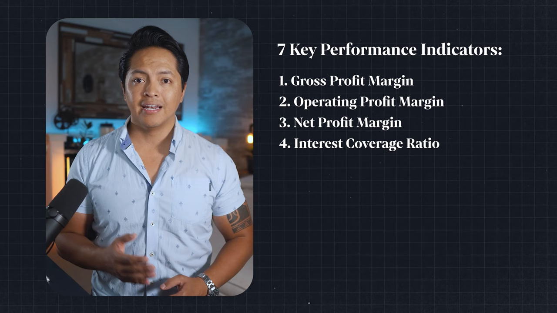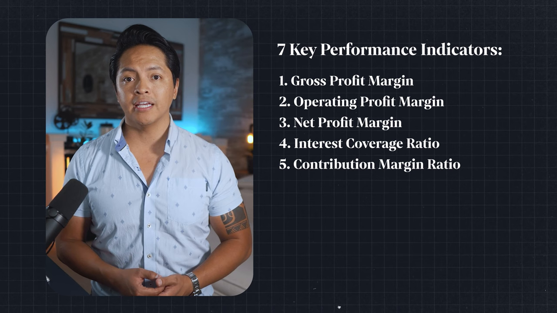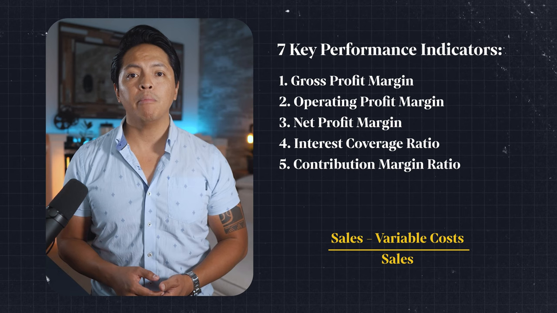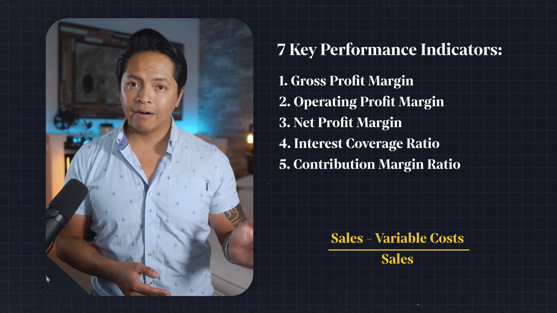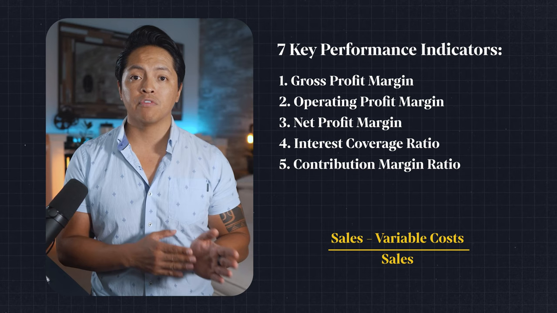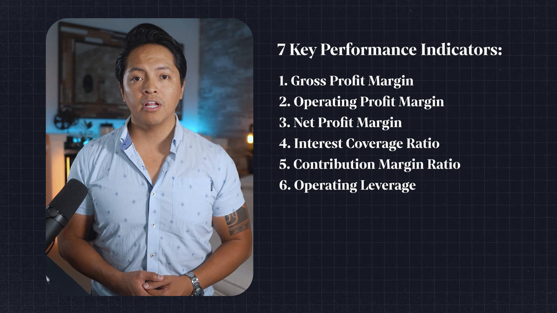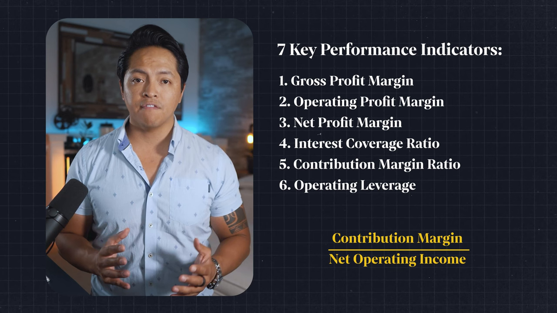Next is the contribution margin ratio. The formula is sales less variable costs divided by sales. It tells how much contribution, meaning revenue less variable costs, a company makes for every dollar of sales. It's a crucial ratio to understand how much remains to cover fixed cost and profit. Number six, operating leverage. And the formula is contribution margin divided by net operating income. It quantifies the sensitivity of operating income to changes in revenue.